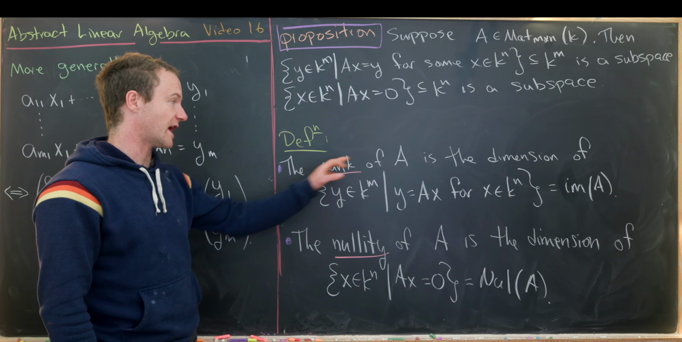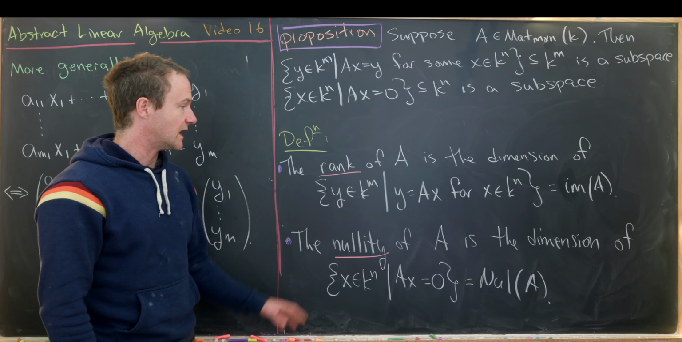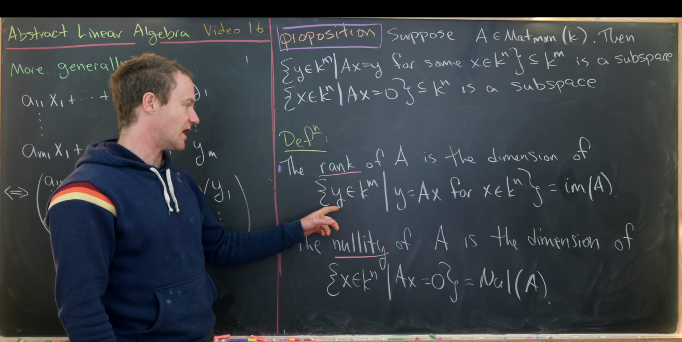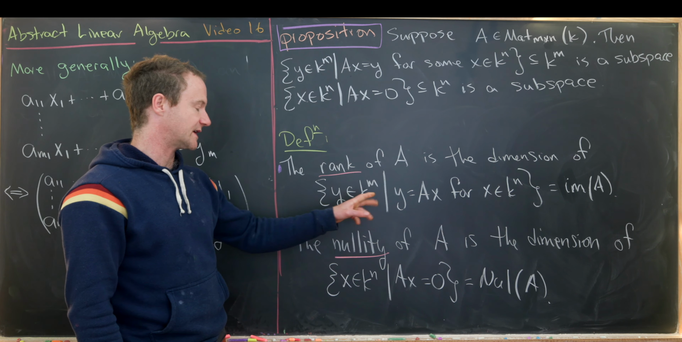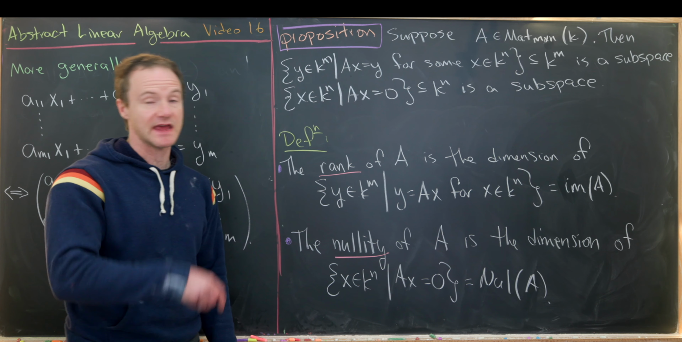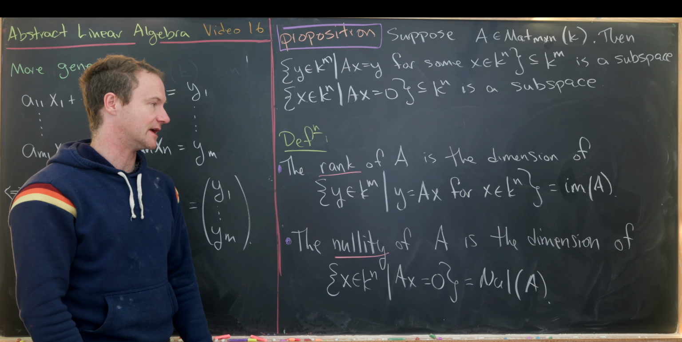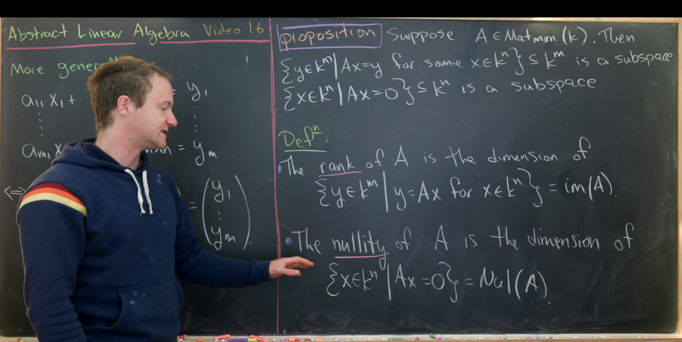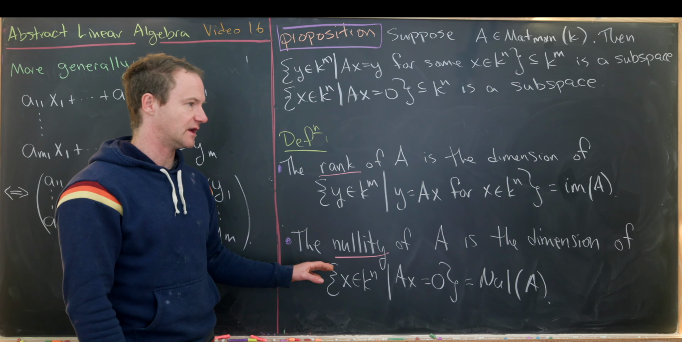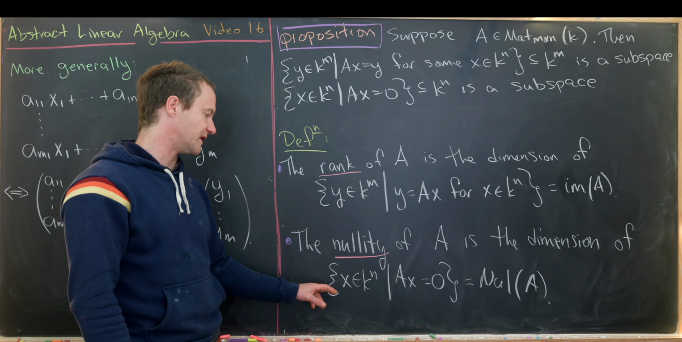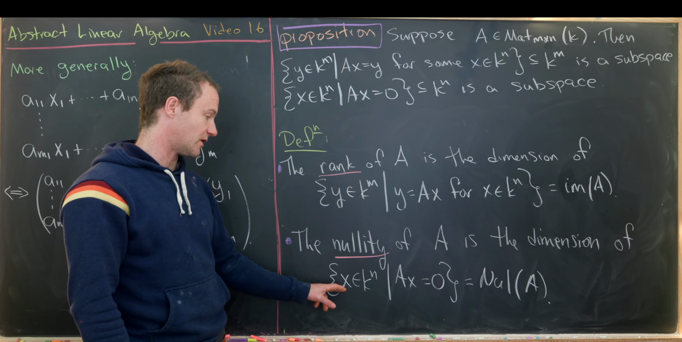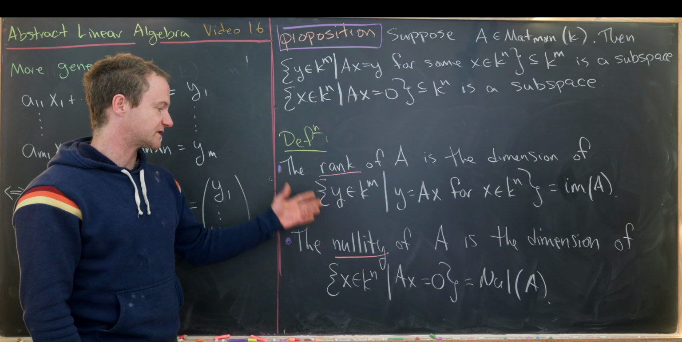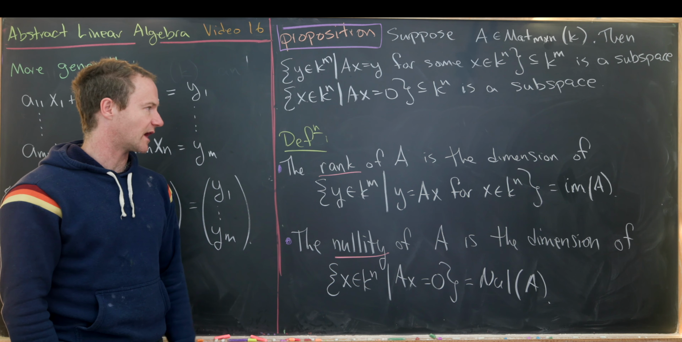So in other words, the rank of the matrix A is the dimension of its image. In other words, the dimension of the subset of all y in K^m such that y is equal to Ax for some x in K^n. Next, the nullity of A is the dimension of its null space. In other words, the dimension of its kernel or the dimension of the subspace of all x in K^n such that Ax equals 0. So this rank and nullity are really important ideas.